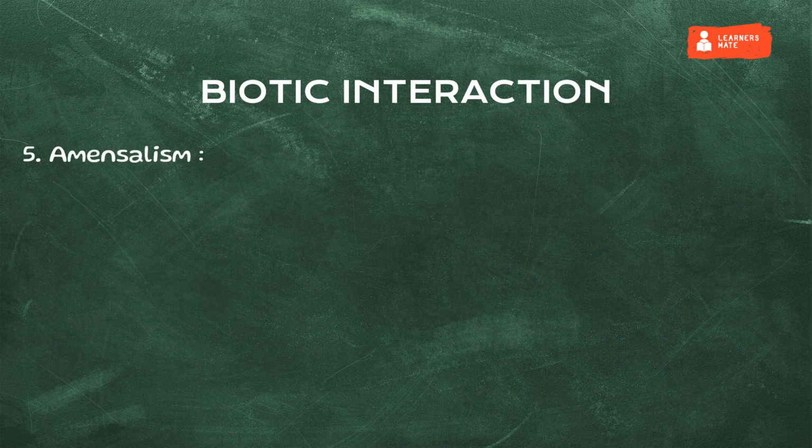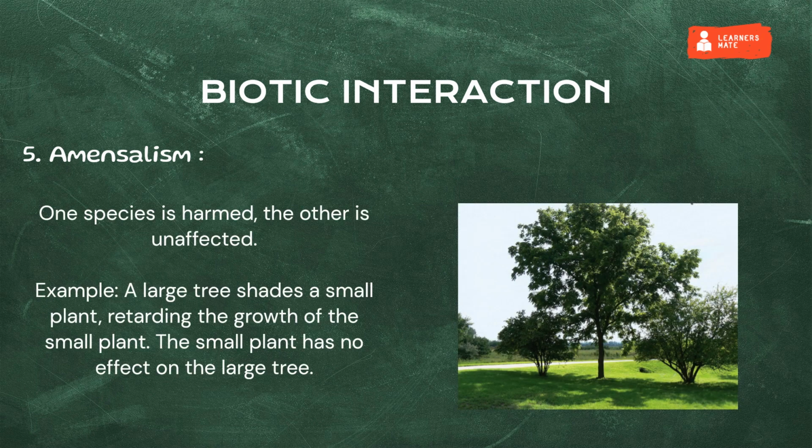The fifth one, amensalism. One species is harmed, the other is unaffected. Example, a large tree shades a small plant, retarding the growth of the small plant. The small plant has no effect on the large one.